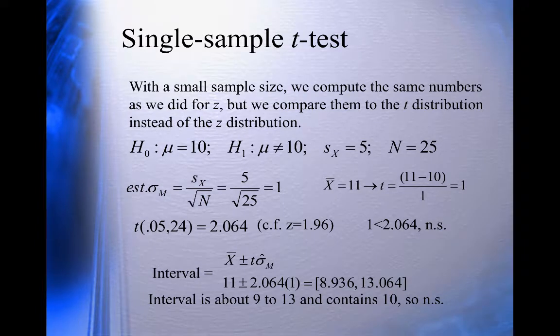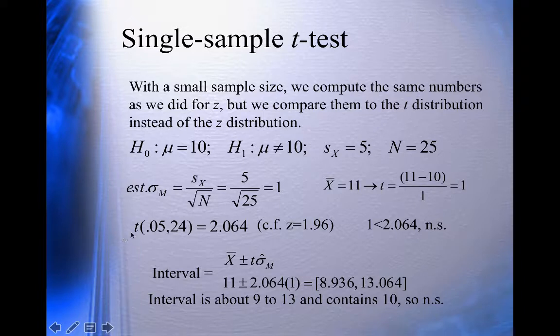Okay, so as in the previous problem, we have the null is mu is 10, the alternative is not 10, and the standard deviation is 5 still, but now instead of 200 people, we have 25 people. So the estimated standard error is still standard deviation over the square root of n. That's 5 over the square root of 25. That's 1. So the standard error of the mean is now 1. If our observed mean is 11, just like it was before, then our difference in means is still 1, but now we're dividing it by 1 instead of 0.35, and our obtained value of t is 1.